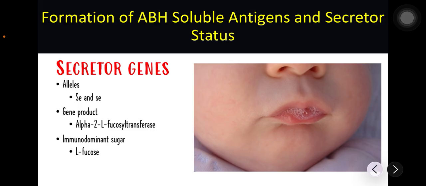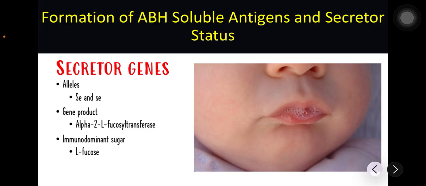So antigens on the red cell membrane are primarily built on a type 2 oligosaccharide chain defined by a beta-1,4 linkage. While your soluble antigens in the body fluids like saliva, tears, and milk are primarily built on type 1 oligosaccharide chains defined by a beta 1,3 linkage.